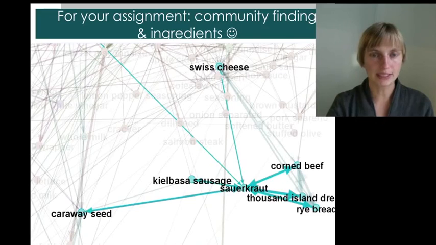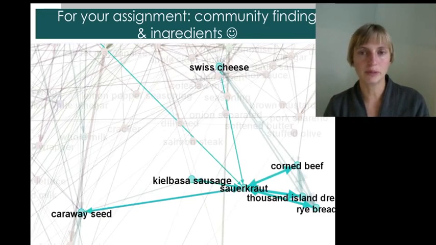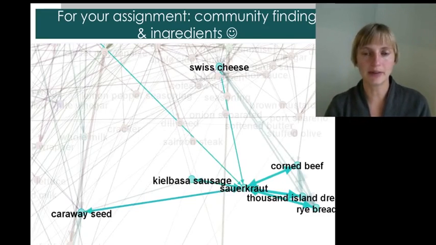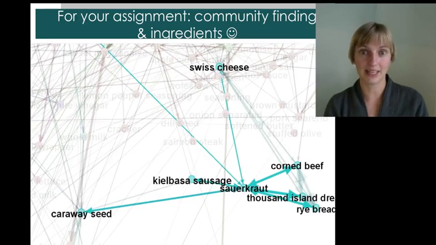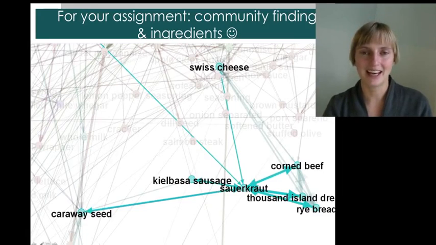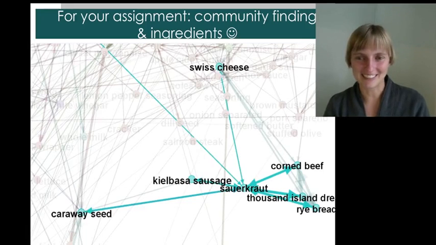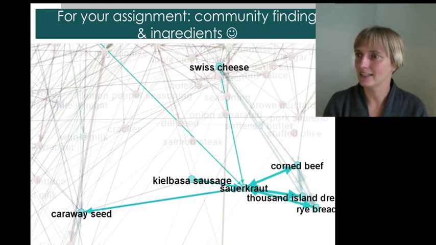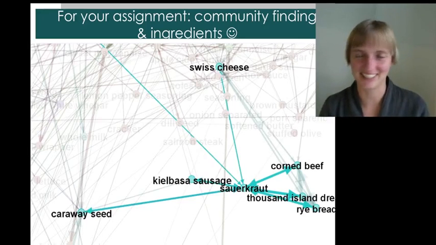Now, for the assignment, you'll be looking at ingredient networks. So here is the network of ingredient complements. These are things that go together often or that co-occur often. And here is, oh shoot, what's the sandwich called? The sauerkraut and corned beef and Swiss cheese. Oh, it's a Reuben sandwich. That's right.